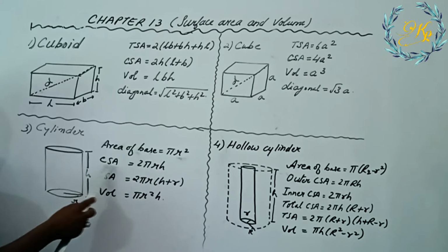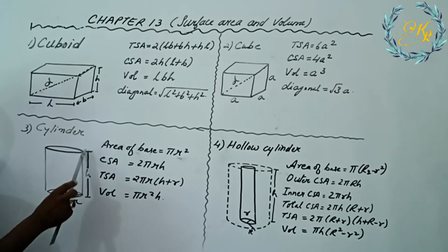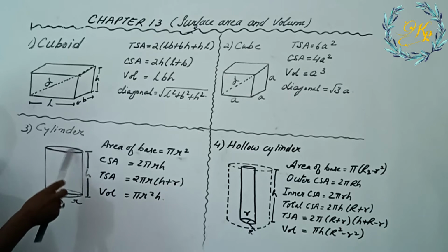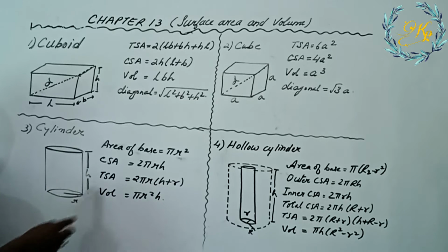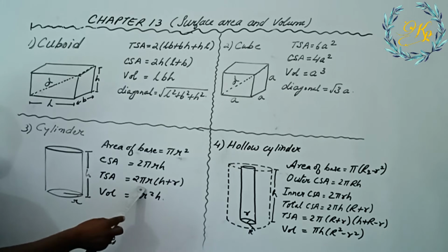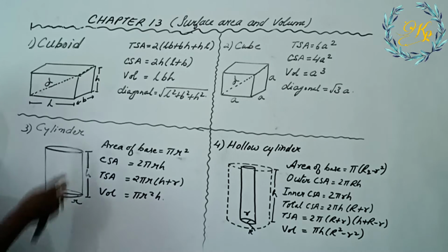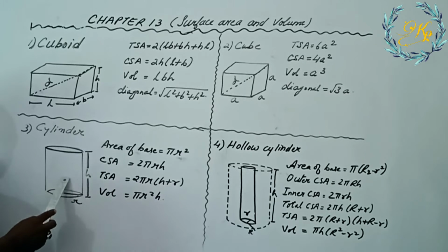If you want to find the curved surface area, that is the perimeter and the height, the formula is 2 pi r h. If you want to find the total surface area, including the top and bottom, the formula is 2 pi r into h plus r. If you want to find the volume, if I fill oil or any liquid or sand inside it, I use the formula pi r square h.